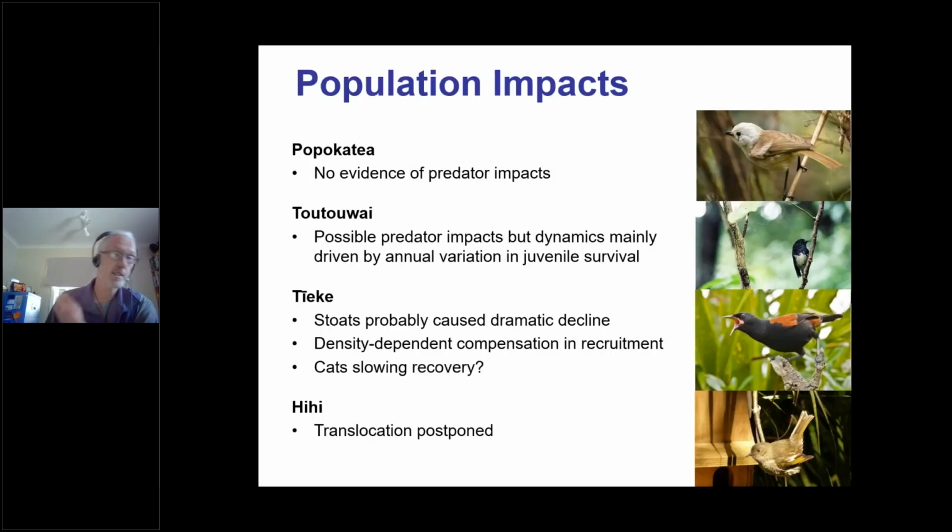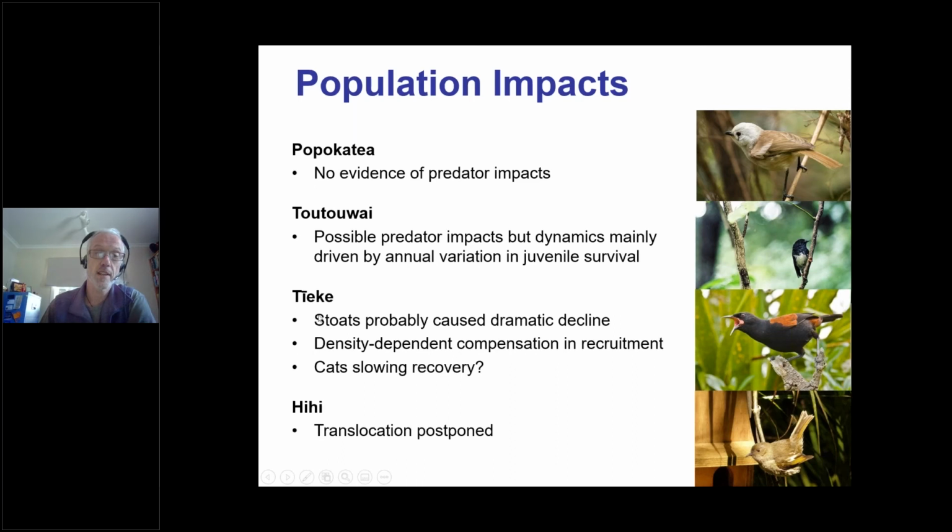But getting down to summing up the different population impacts for these different species, Popokatea, perhaps not surprisingly, given it's kind of a canopy bird, there's no obvious evidence of stoats or cats affecting their population. Totoi, it is possible. I know personally that stoats can take juvenile totoi, so that could explain part of the pattern we're seeing, but it could also simply be driven by random annual variation in juvenile survival.